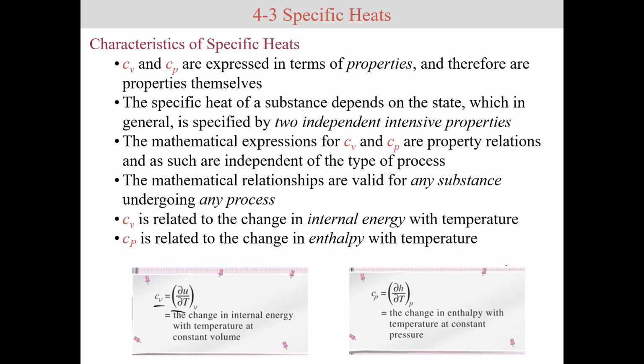Characteristics of specific heats. We call them C sub v and C sub p. Specific heat at constant volume is C sub v. Specific heat at constant pressure is C sub p. They're expressed in terms of properties and therefore are properties themselves. The specific heat of a substance depends on the state, which is in general specified by two independent intensive properties. The mathematical expressions for C sub v and C sub p are property relations, and as such are independent of the type of process, right? The mathematical relationships are valid for any substance undergoing any process.